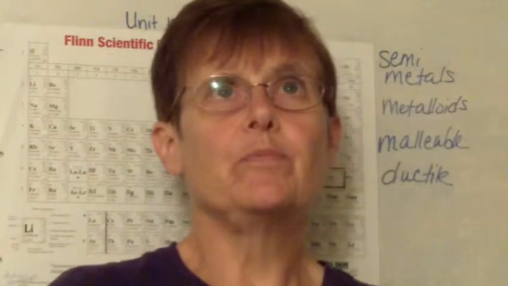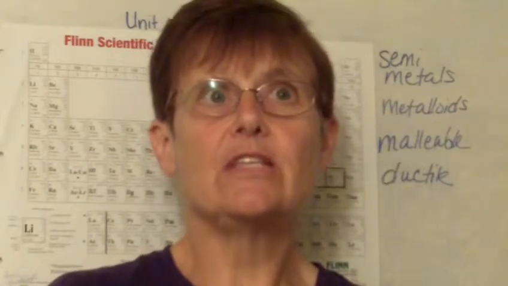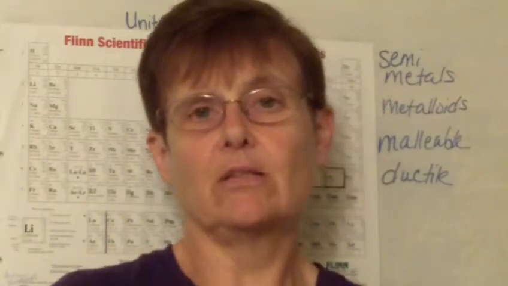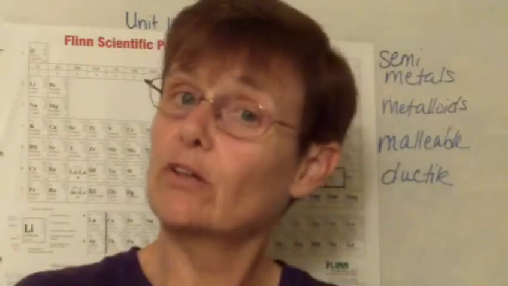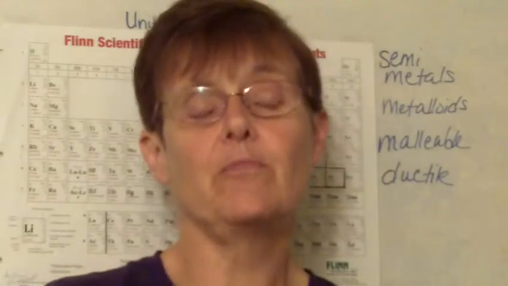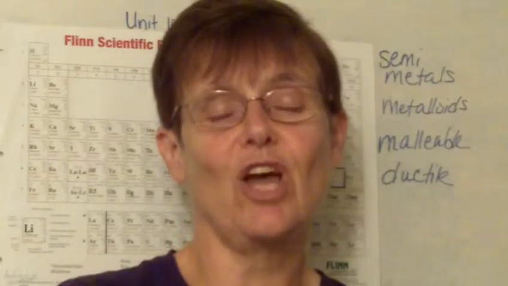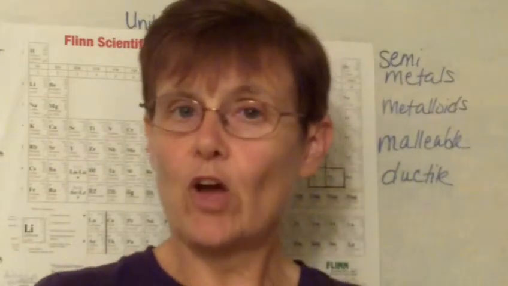So semi-metals, though, have some properties like metals and some properties not like metals, and so they can be made into semiconductors. For example, silicon and germanium are used in the semiconductor industry a lot. All right, so let's move on to other things.